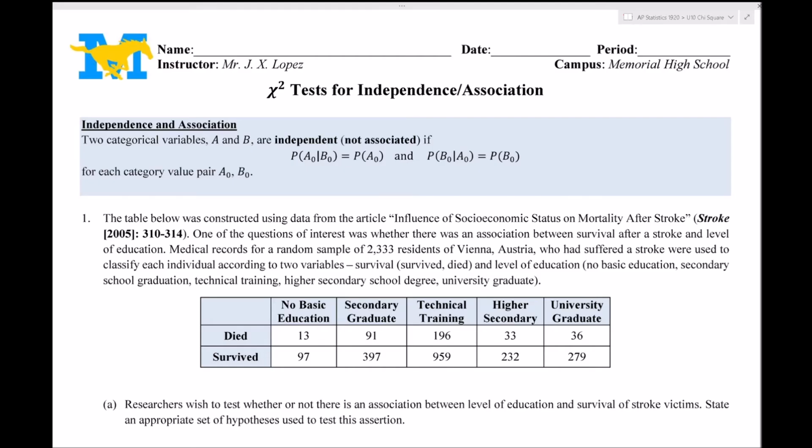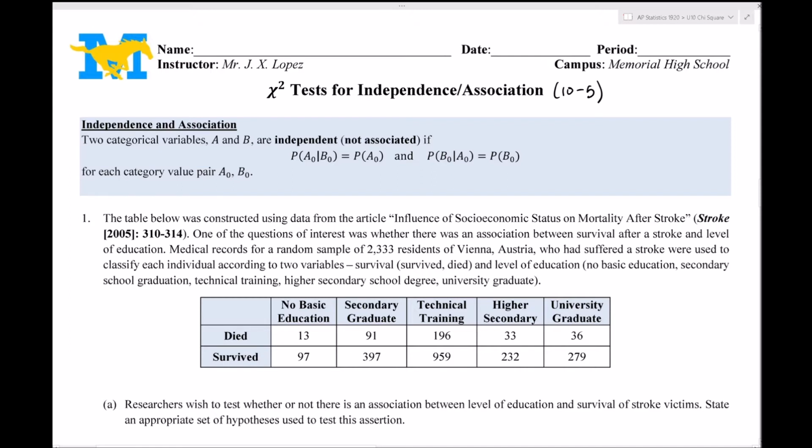AP Stats, this is Unit 10, chi-square inference. This is going to be the fifth and final section that covers new material for this particular unit, Unit 10. So this is 10.5. There is a 10.6, but 10.5 is the last one that goes over new content.